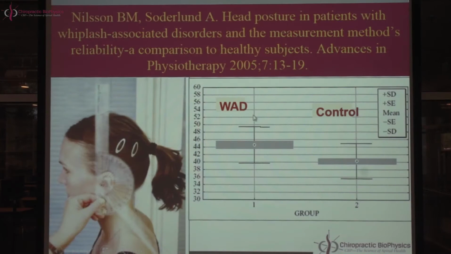And you'll notice here's the whiplash-associated disordered subjects. This is the mean and standard deviation bars. And then here's the control subjects. So you can see that we have a greater magnitude of anterior head translation, and also it's statistically significant. It's not just a greater magnitude, it actually did reach statistical significance if you read the paper. To me, this is likely an explanation for why this person still hurts.